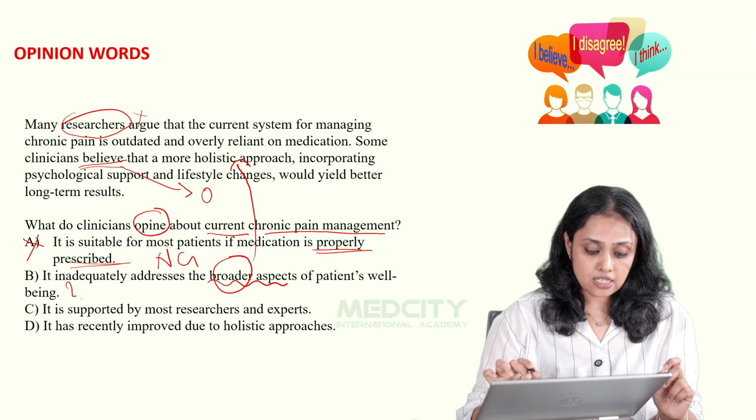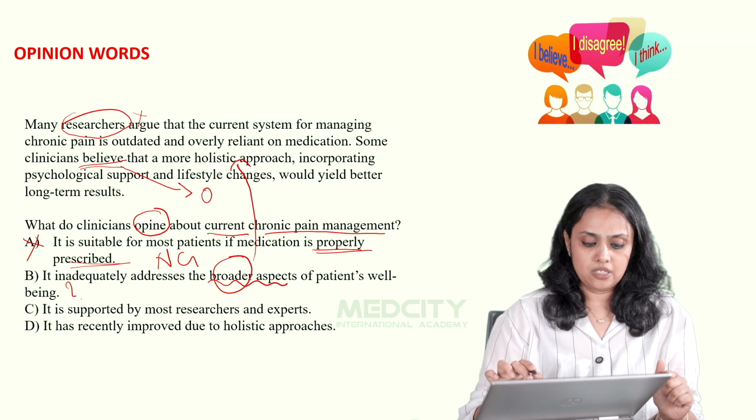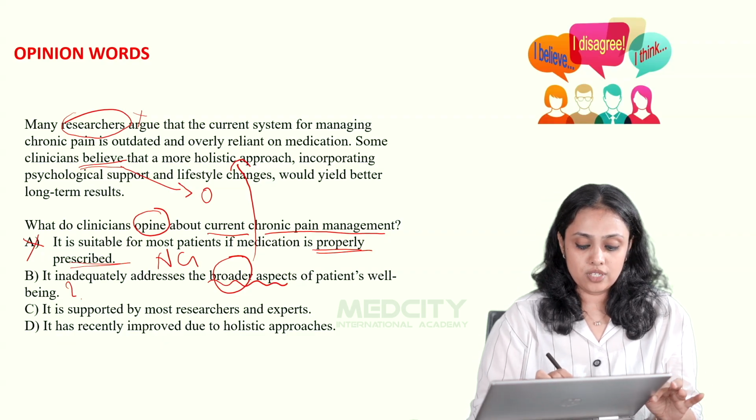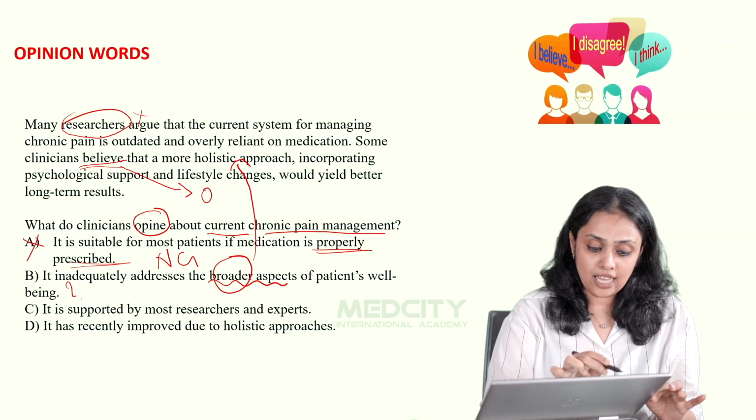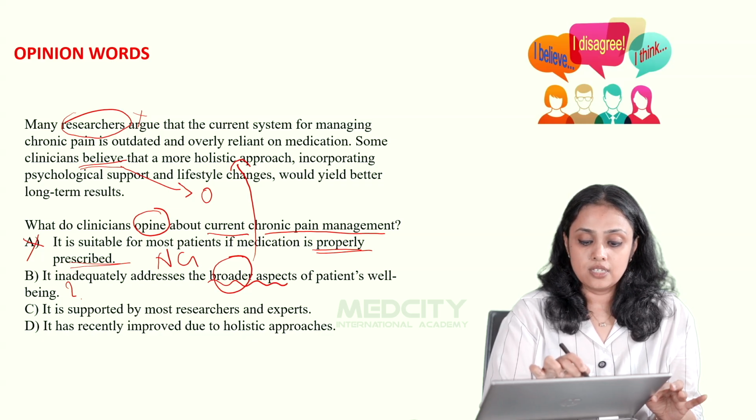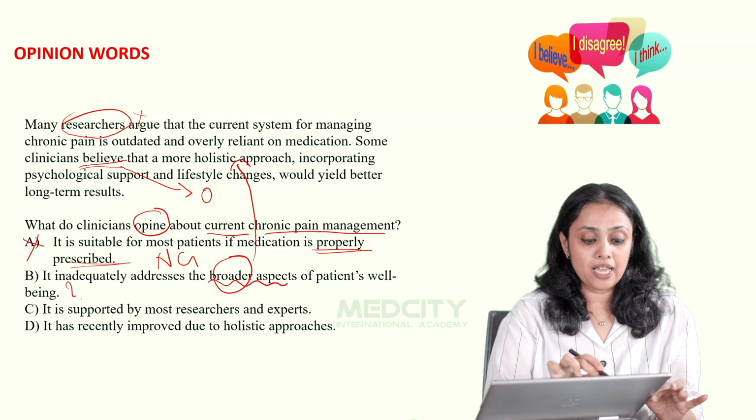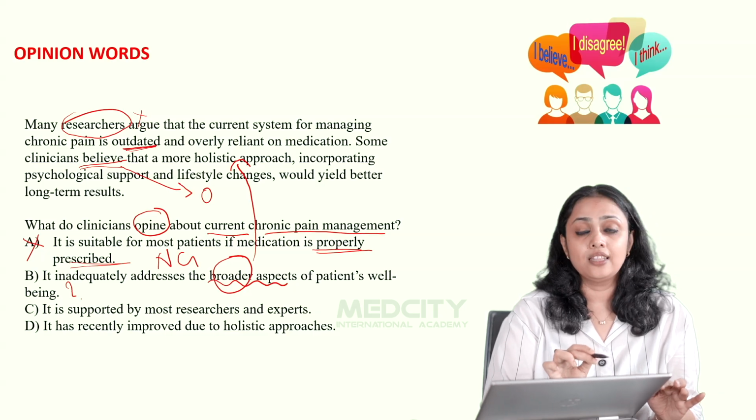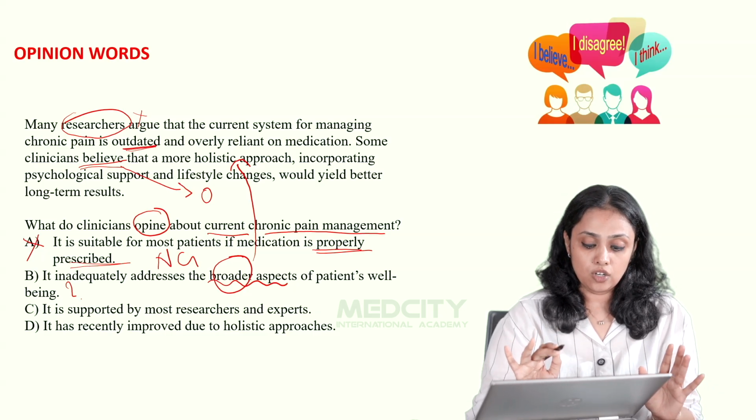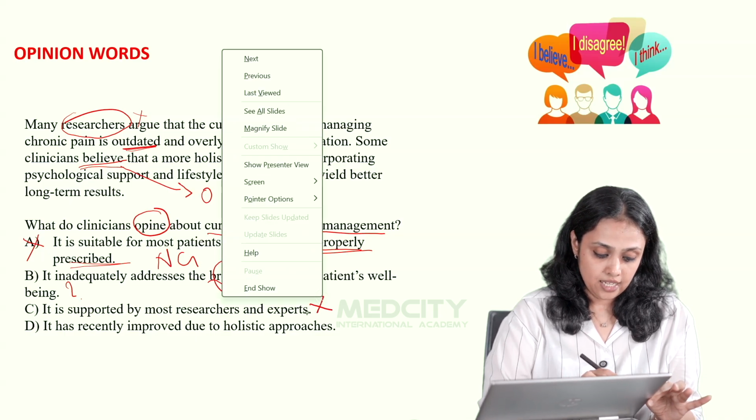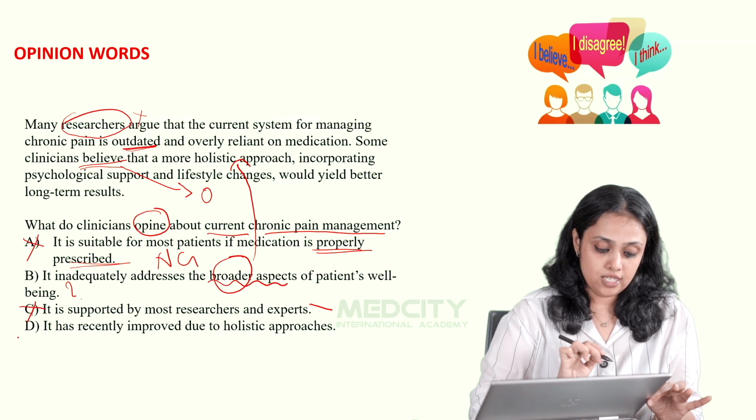Option C says that it is supported by most researchers and experts. Clinicians say that the current chronic pain management is supported by most researchers and experts. No, of course, it is not. In fact, the researchers do not agree with the current system of chronic pain management. Why? Because as per the first sentence, it says that many researchers argue that the current system for managing chronic pain is outdated, which means that they are not supporting the current chronic pain management system. For that reason, this is contradicting and we can actually eliminate option C as well.